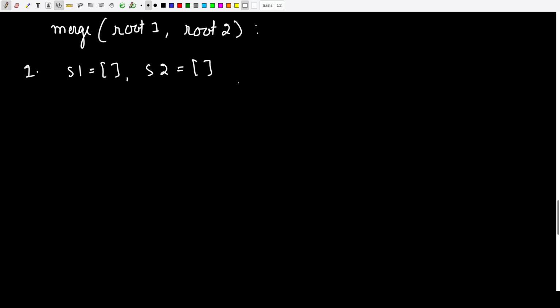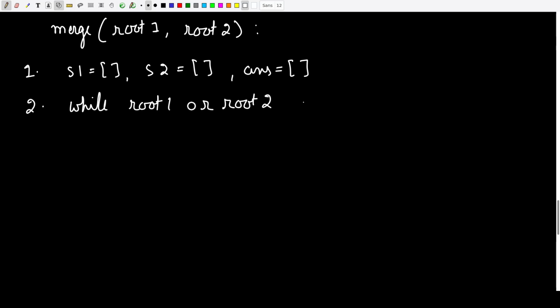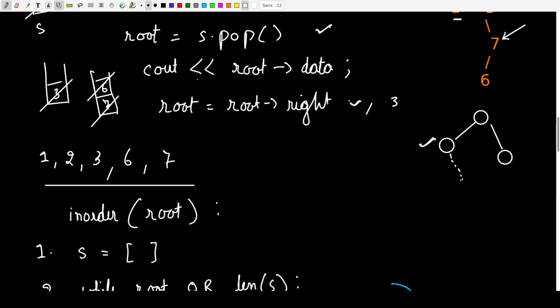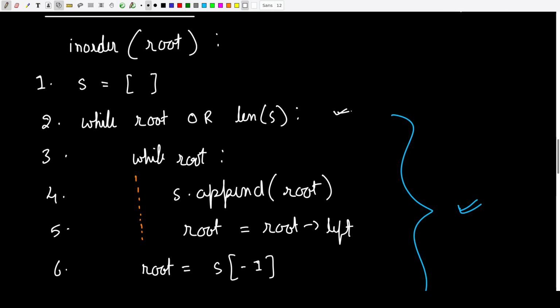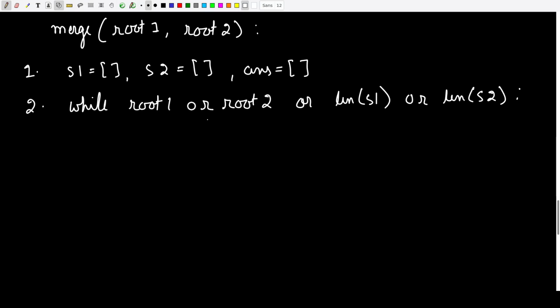So let us discuss the pseudocode for this problem. So let's say we want to merge two BSTs. So the first thing which we are going to do is take two stacks S1 and S2 and an answer. Then we are going to iterate on root 1 or root 2. So while either of them is not empty, or len of S1 or len of S2. So folks, if you look closely, we are doing the same thing which we have discussed over here. While root and len of S, since we are doing it for two trees, the other part also came into the picture.